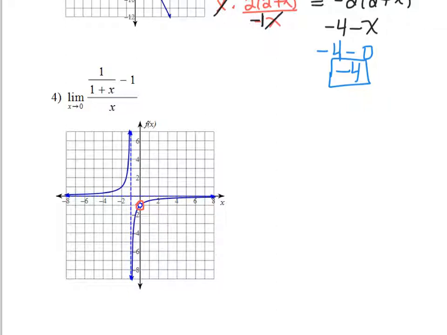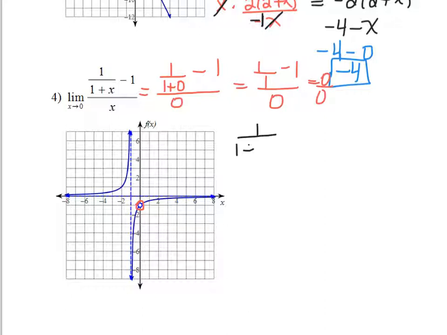But we're going to try direct substitution first. So we would try by plugging in 1 over 1 plus 0 over 0 minus 1 equals 1 over 1 minus 1 over 0, which is just 0 over 0. So in order to simplify this, we know factoring is out. We know conjugates are out because there's no radicals.